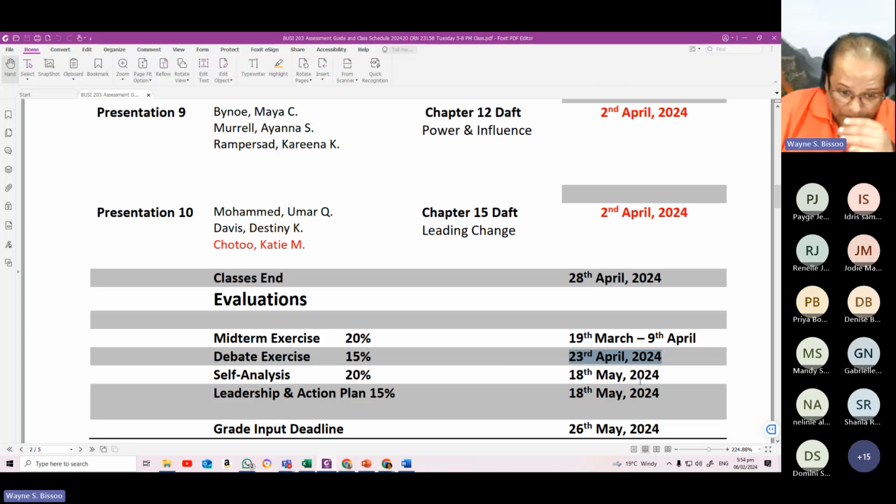And then afterwards, between the last day of class and the grade input deadline, I've extended the timeline to allow you to submit assignments after the end of formal classes, primarily to give you all some more time to finish writing up these documents and do the reflections necessary.